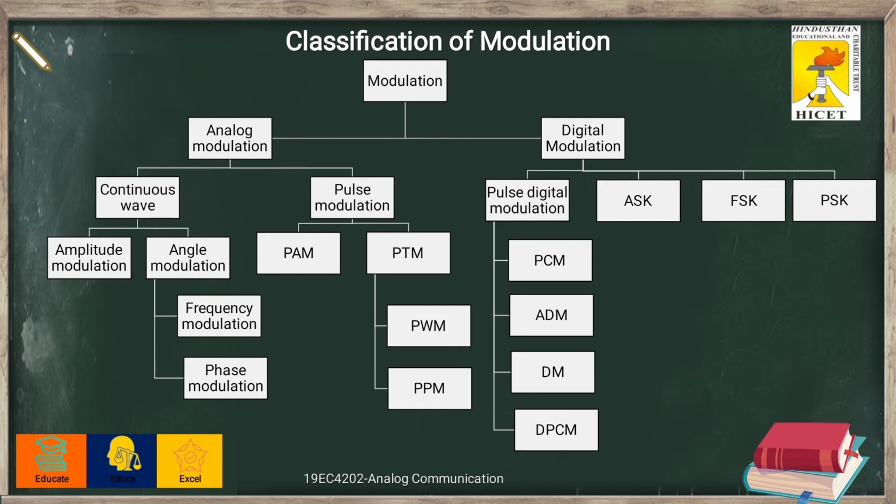Now comes the pulse digital modulation, where the message itself is digital in nature. So we have 4 categories under pulse digital modulation. They are pulse code modulation, PCM, adaptive delta modulation, ADM, delta modulation, DM, and differential pulse code modulation, DPCM.